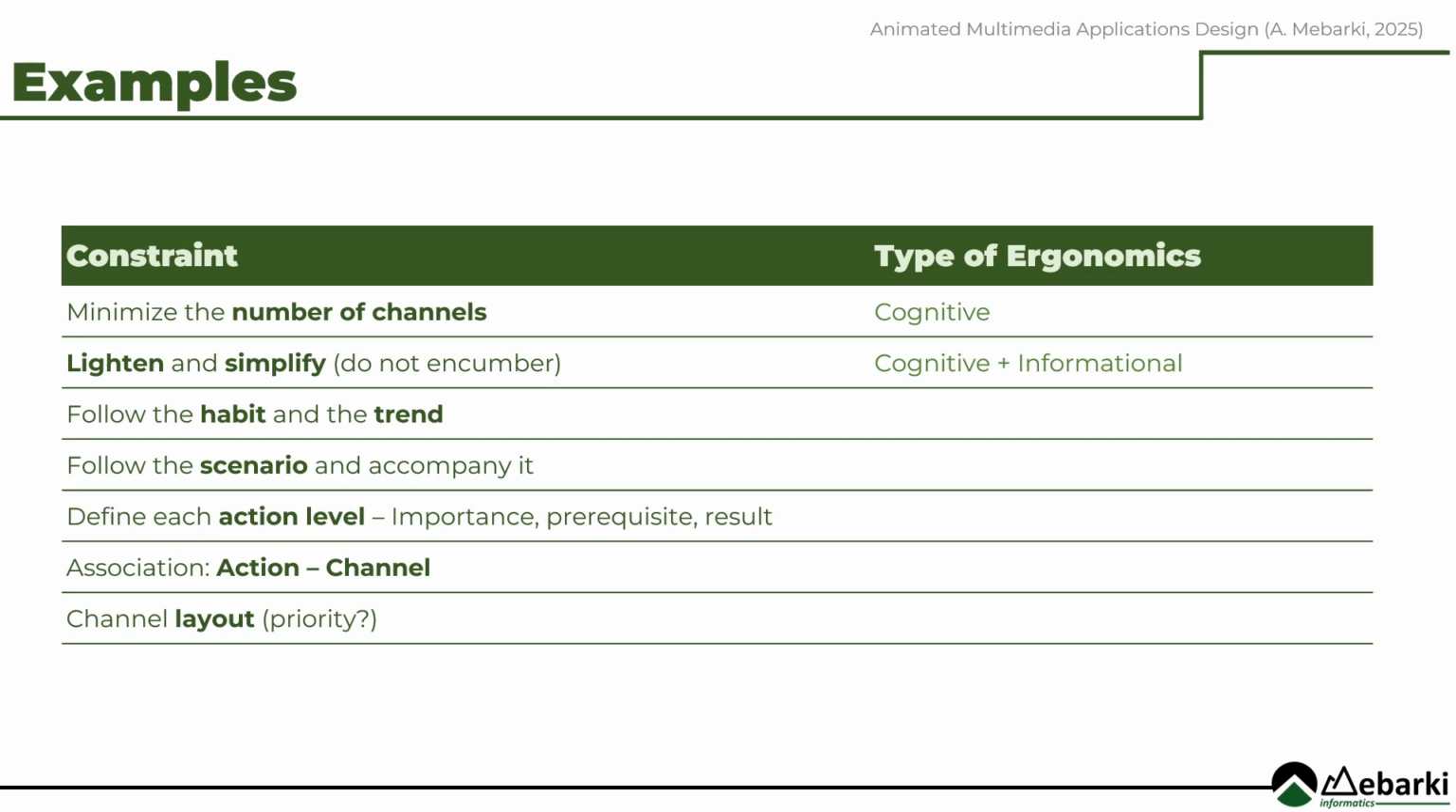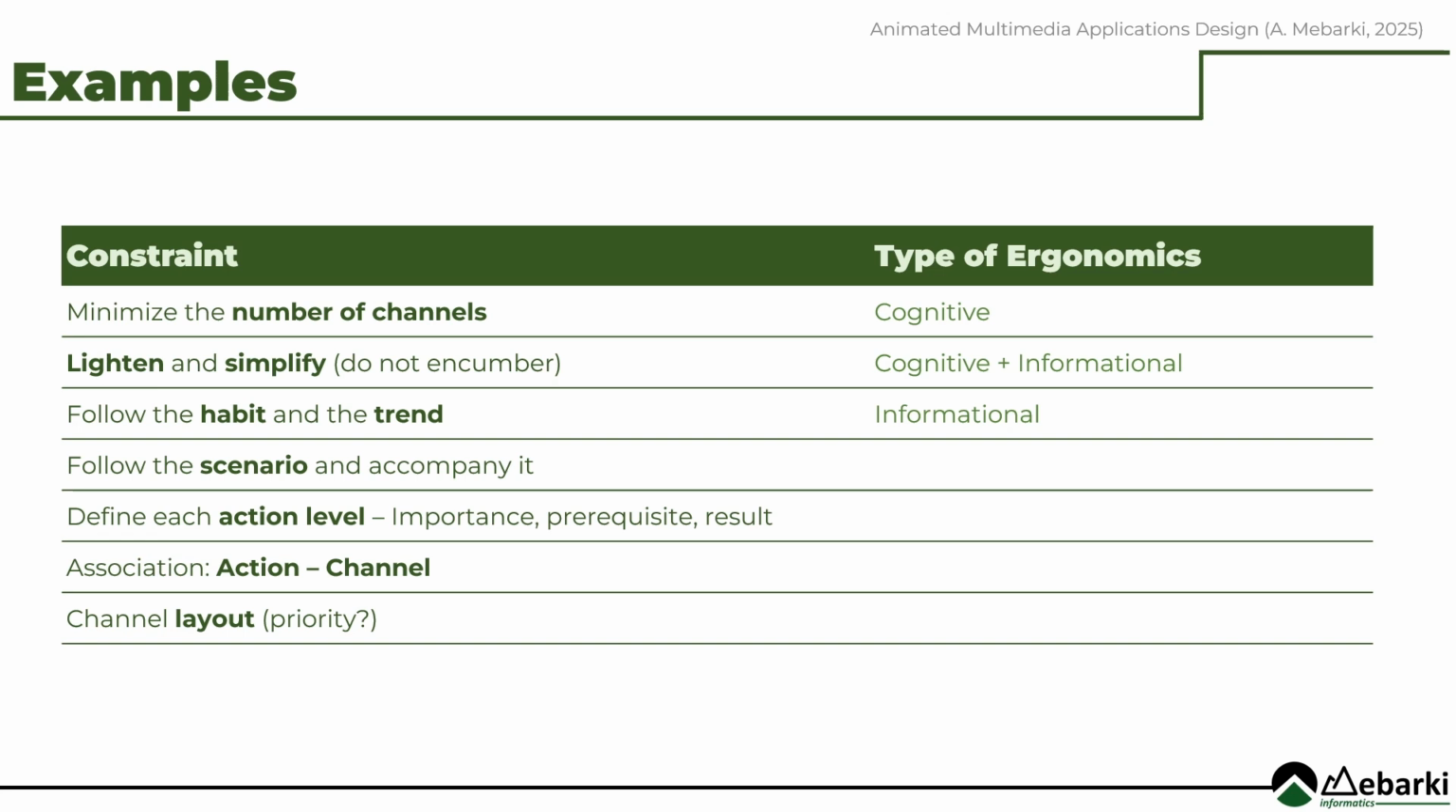Third, follow the habit and the trend. Informational ergonomics. This rule relies on behavioral stereotypes and user expectations, for example, icons, gestures, menu positions. Aligning with established habits ensures intuitive use and reduces the learning curve.